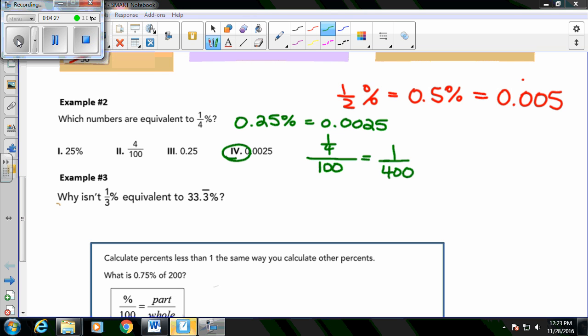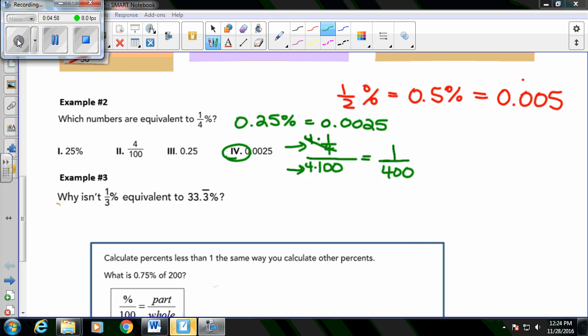Okay, so the first thing I did was convert it to a decimal, 0.25%, then I converted the decimal into a percent here. I converted the fraction into a decimal, and the percent into a decimal. The other thing I did is look at it in fractional form. So 1/4 over 100. I multiplied the numerator by 4 and the denominator by 4, and I ended up with 1/400. So the only choice was choice 4.